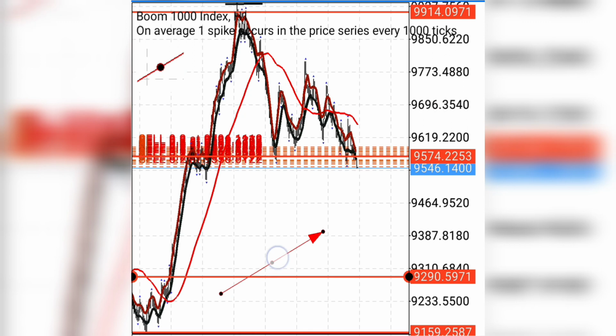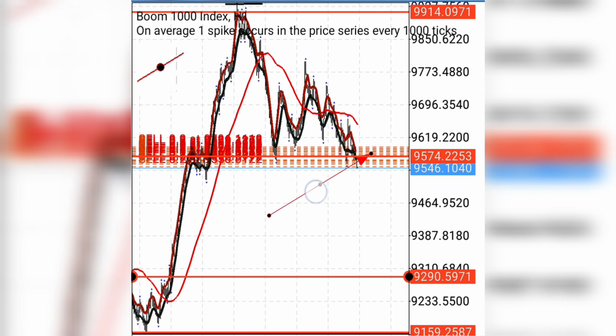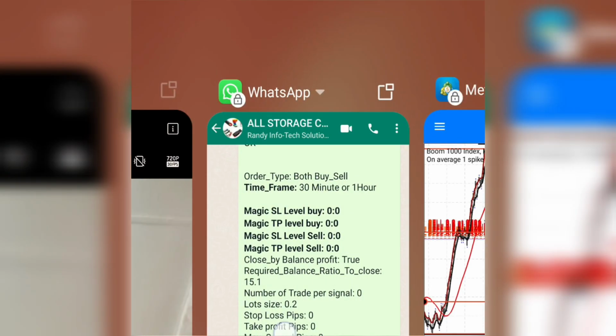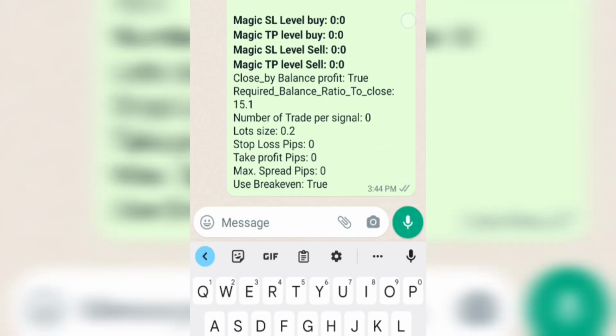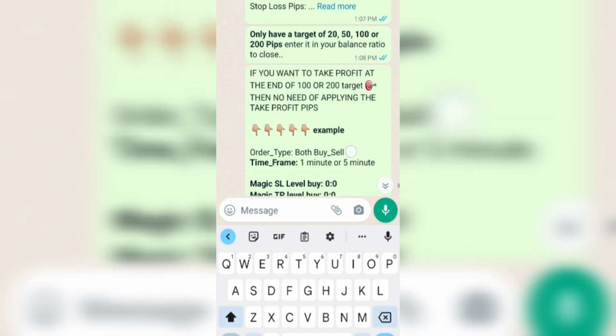So magic take profit for sell, magic take profit for buy, magic stop loss for both buy and sell. Using this, if you don't want the robot to open positions for you, so that you see you don't have enough equity, the number of trades per signal should be 0. Then you click either sell or buy. It's very simple.